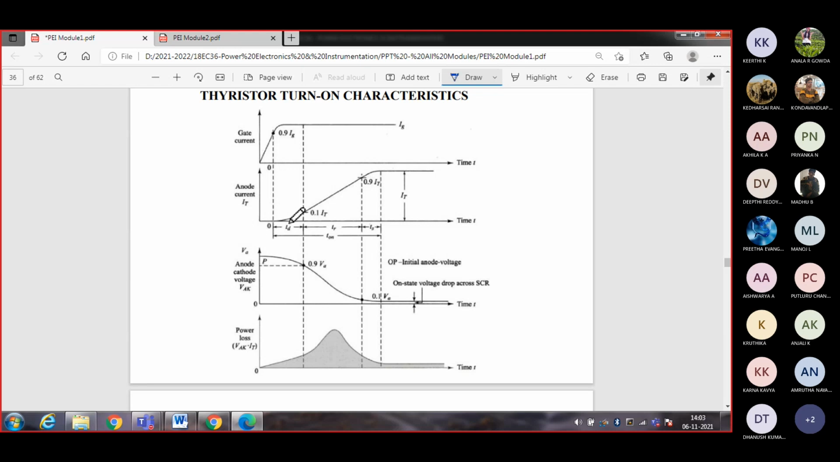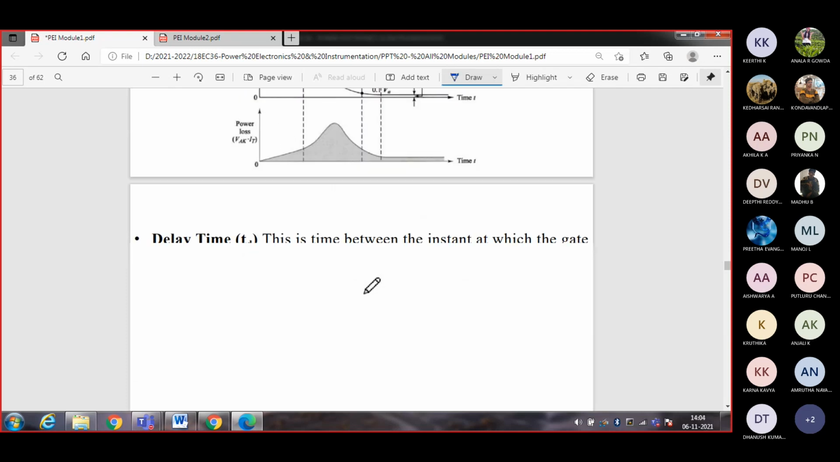It's not that from here you have to start. So 10% of the anode current, it may be zero here. It starts increasing once your gate current increases to 90%. Then once anode current reaches 10%, till 90% you have to consider that. That is what we have considered: 10% of your anode current to 90% of your anode current. There we have calculated your voltage, the cathode voltage. In between, you are able to find the loss.